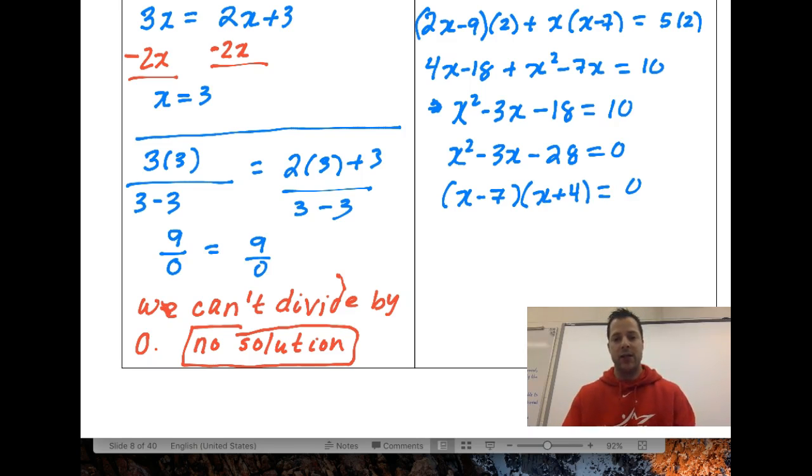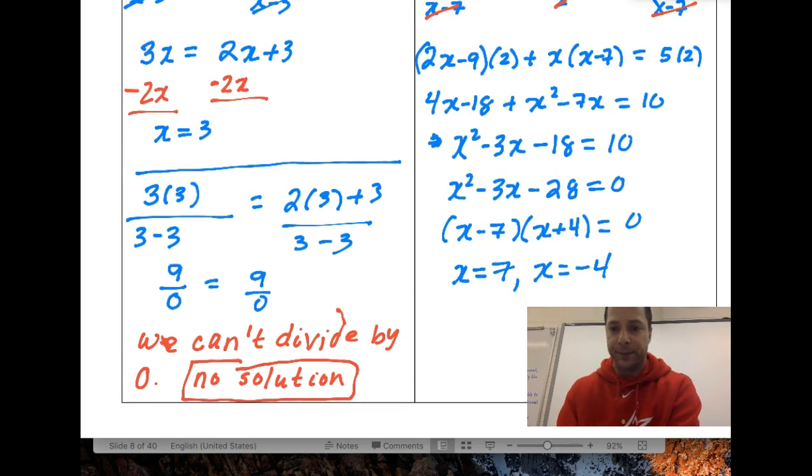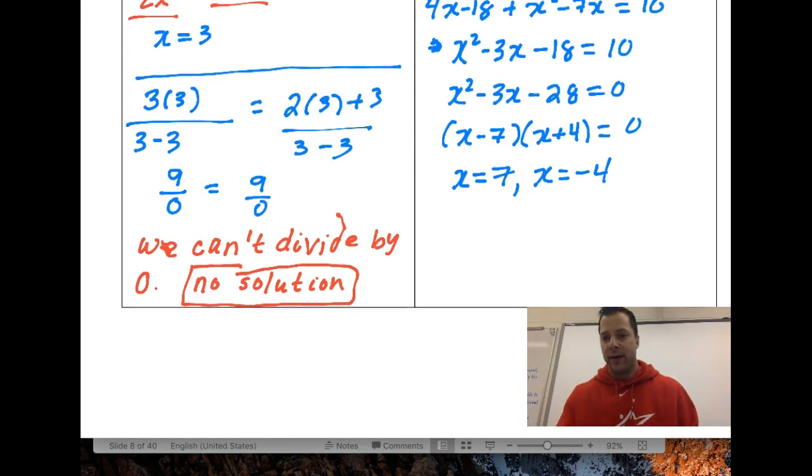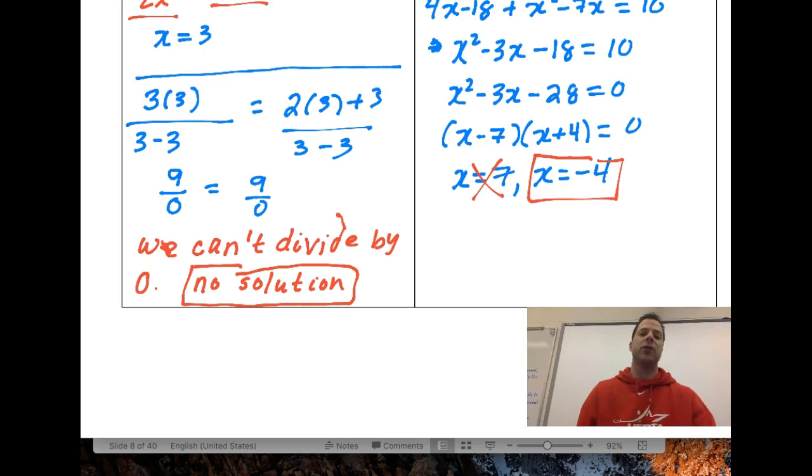So what makes each of these 0 by the zero product property? You have x equals 7, because if you plug 7 in here, you get 0. And you have x equals negative 4. However, if we look back at the original, the denominator has x minus 7, and if I plug 7 in there, 7's not going to work. That's the extraneous solution. This one does not work. X equals negative 4 is the only solution there. So if you guys have any questions or comments on that, let me know, and we'll see you next time.